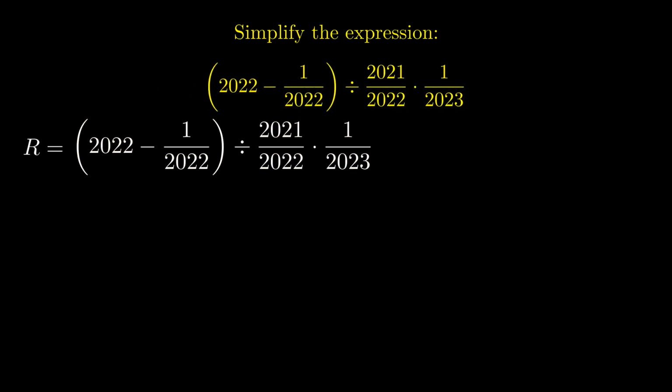In this video, we will simplify the expression (2022 − 1/2022) ÷ (2021/2022) × (1/2023). Let R be this expression. We'll keep every step on screen so you can follow the logic.